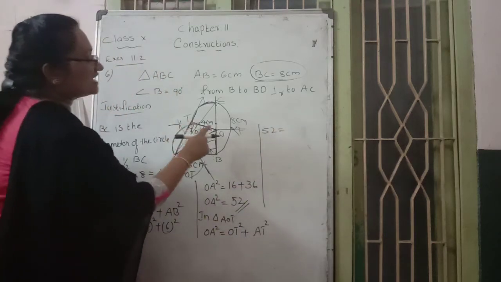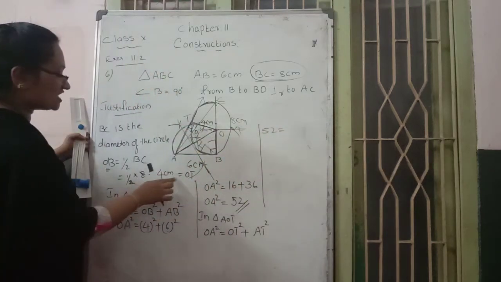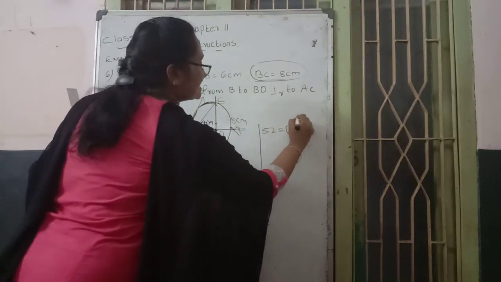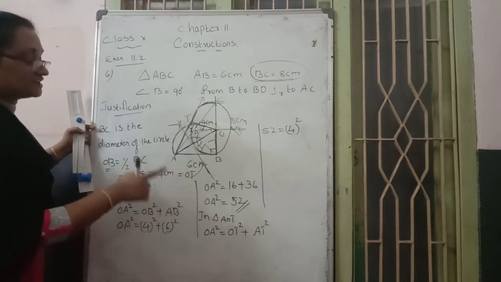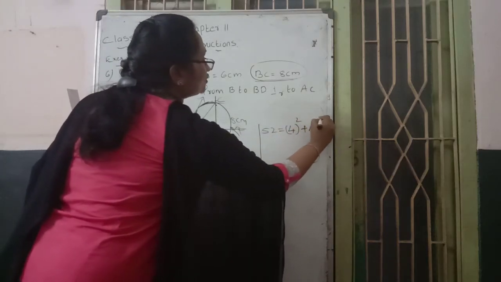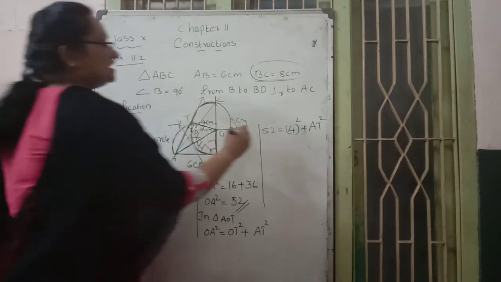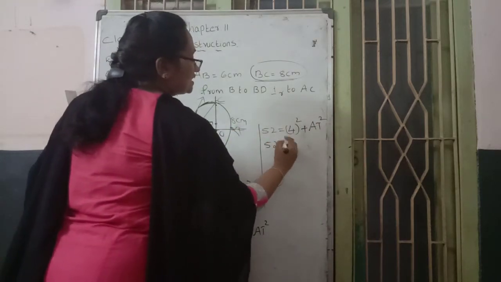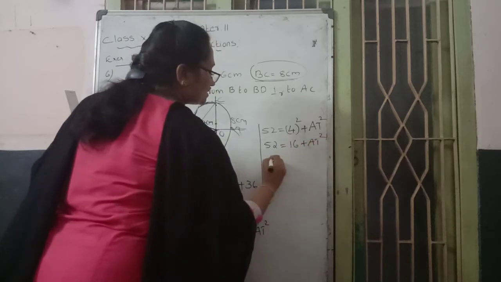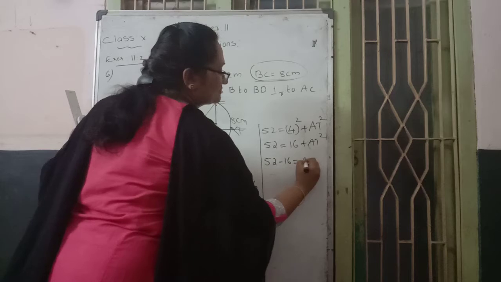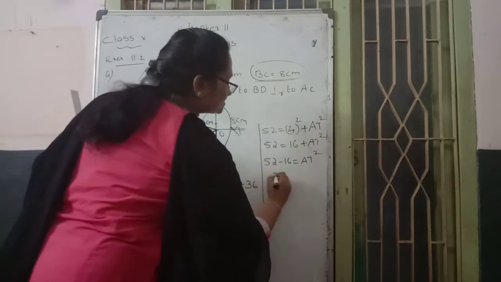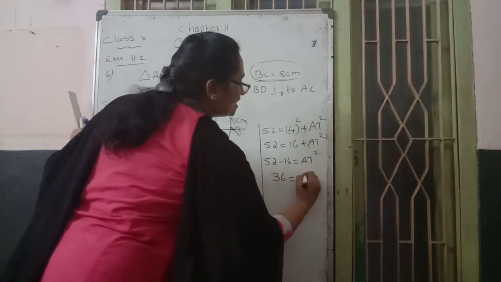OT value is the radius of the first circle. OT how much? We marked that as 4 centimeter. So OT square is 4 square plus the AT value we want to find out, AT square. Then 52 equals 4 square, which is 16, plus AT square. 16 brought to the left side becomes minus 16. 52 minus 16 comes to how much? 36 is equal to AT square.